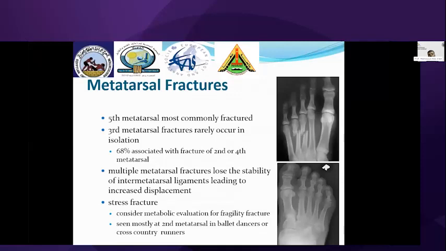The metatarsal fractures: the fifth metatarsal most commonly fractures. Third metatarsal fracture rarely occurs in isolation, as 68% are associated with fracture of the second or fourth metatarsal. Multiple metatarsal fractures lose the stability of intermetatarsal ligaments, leading to increased displacement. So in these cases, multiple metatarsal fractures, even undisplaced, should be fixed. Stress fractures: consider metabolic evaluation for fragility fracture, seen mostly at the second metatarsal in ballet dancers and cross-country runners.